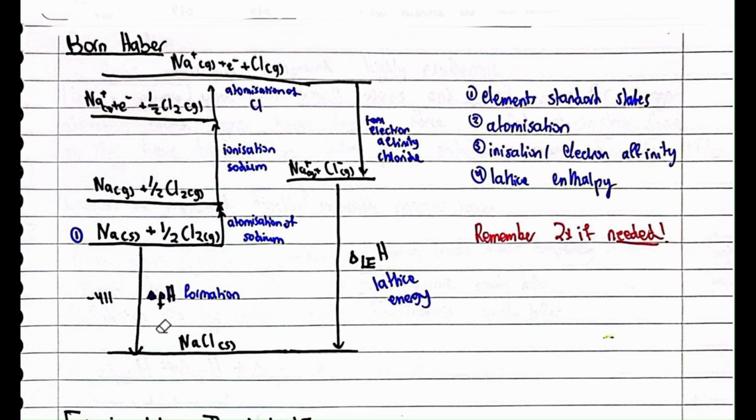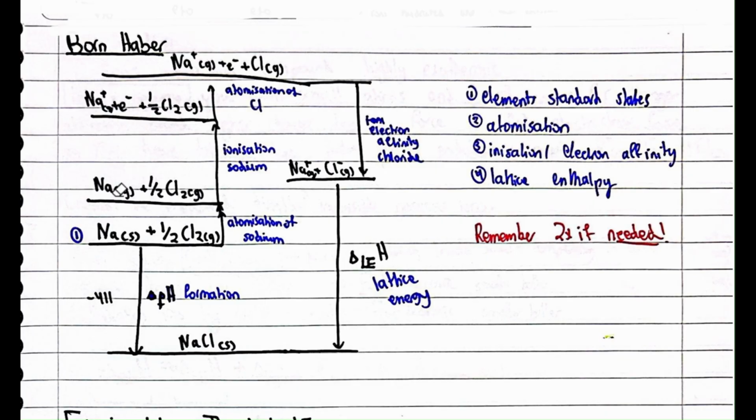Down is delta H formation. The arrows, if it's down, it's an exothermic process. If it's going up, it's an endothermic process. So these are the elements, and for the formation, they form NaCl. That's a negative process. So we have the atomization.